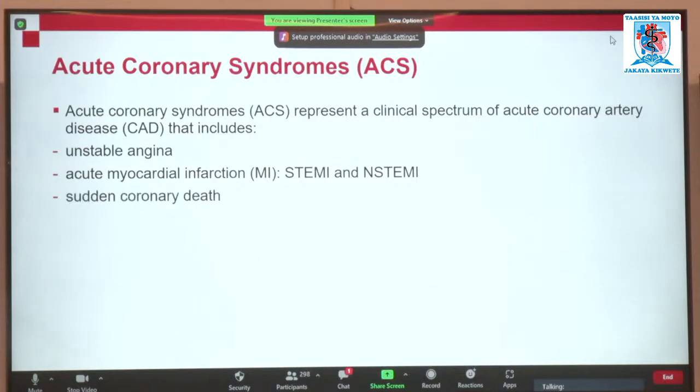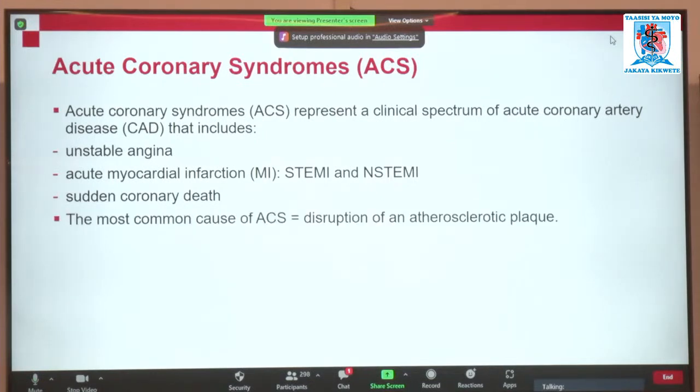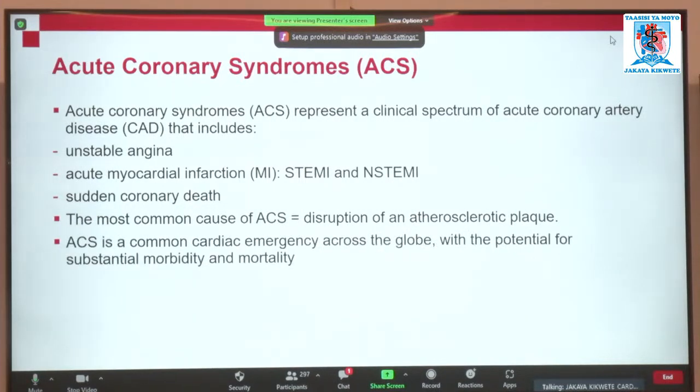There's also sudden coronary death, which is unfortunately one of the most common manifestations of an acute coronary syndrome. The most common cause of an acute coronary syndrome is disruption of an atherosclerotic plaque in your coronary artery, or the artery that supplies blood to your heart. ACS, acute coronary syndrome, is a common cardiac emergency across the globe with the potential for substantial morbidity and mortality.